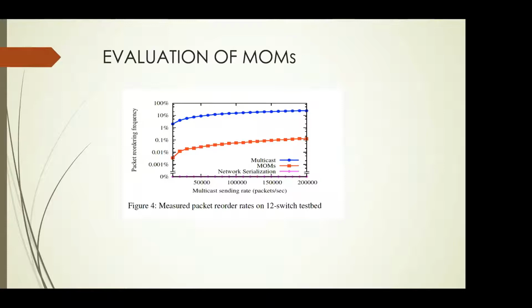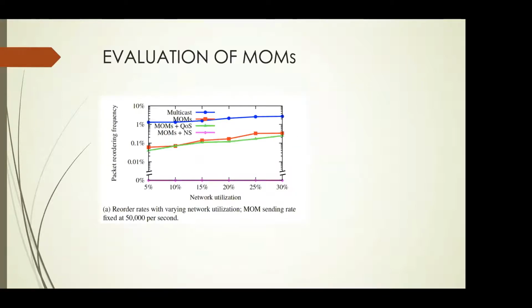Now for the evaluation of the MOMs which we discussed. There are three evaluations. In the first one, multicast sending rates are varied from 0 to around 200K. If you see here, the pink one is in-network serialization, the one with the switch, and that has absolutely zero reordering. The blue one is conventional IP multicast, which goes from 5% to 25% reordering. The red one is topology aware multicast, the one which takes equidistant paths, and that goes from around 4% to around 0.1%.